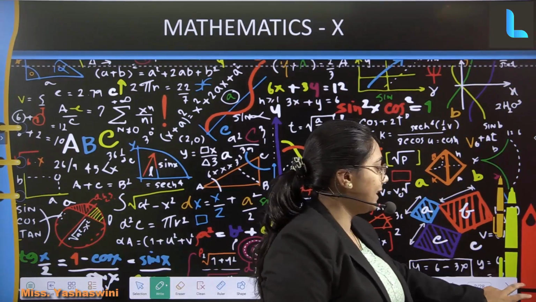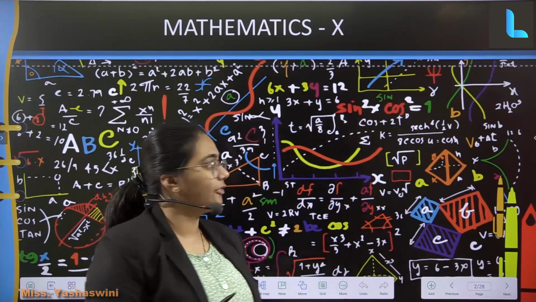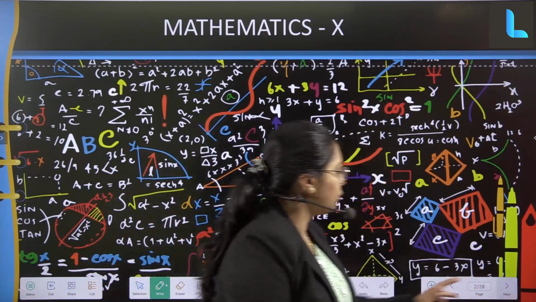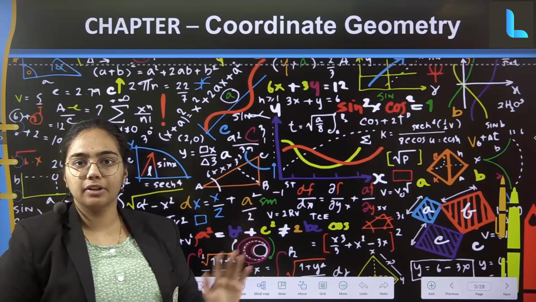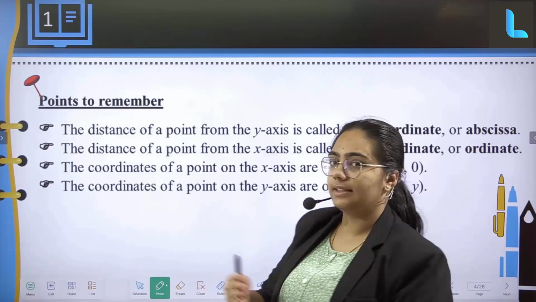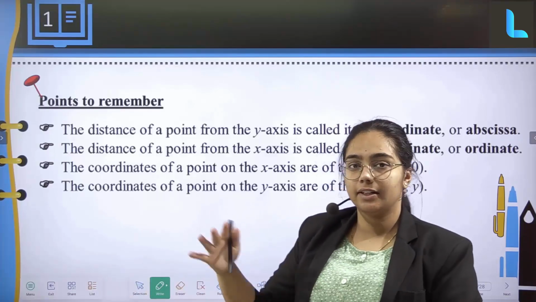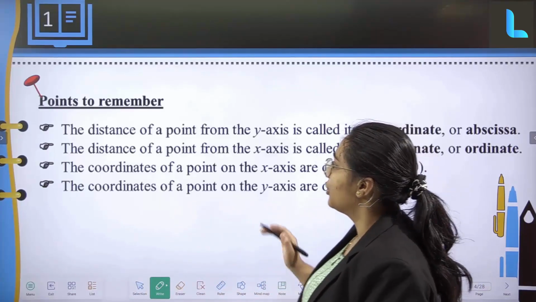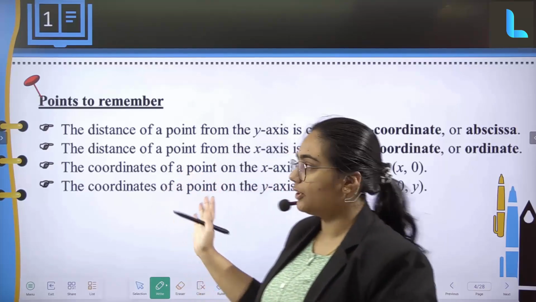So we have completed almost 6 chapters by now in this 10th portions. Now the next new chapter is going to be coordinate geometry. As you are aware, first let's see a bit of theory part, then we will come to the question and answer section. First and foremost, a few points for you to understand.